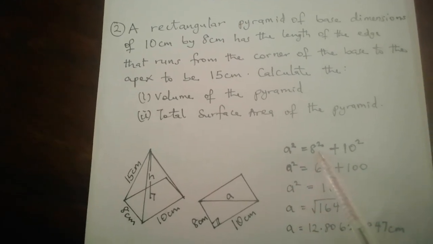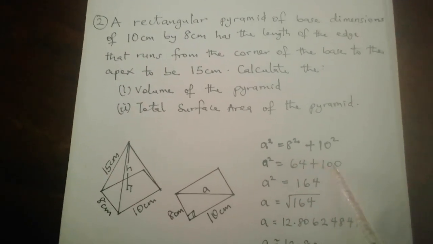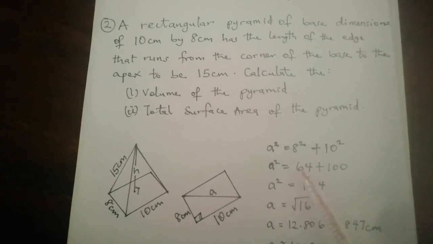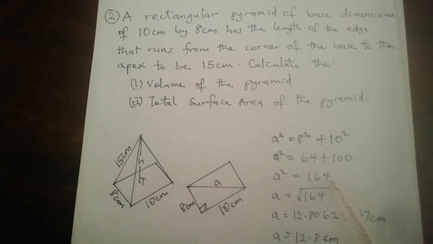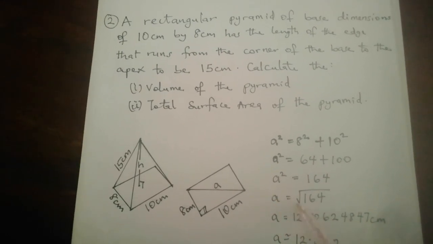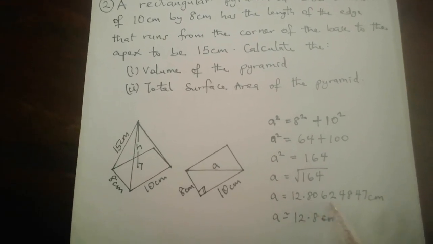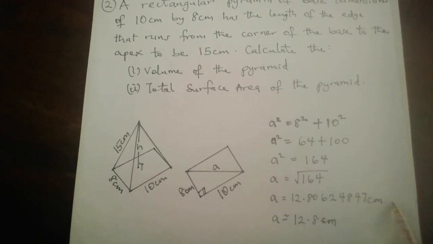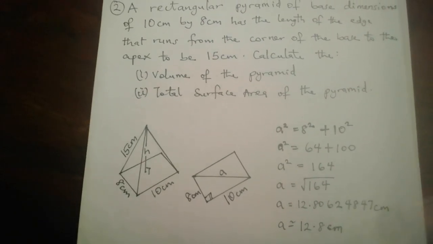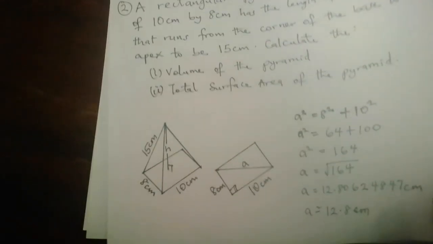A square is equal to 8 square, which is 64, plus 10 square, which is 100. 64 plus 100 will give us 164. To get A, you now find the square root of 164, which gives us 12.80624847 centimeter, which is approximately 12.8 centimeter.